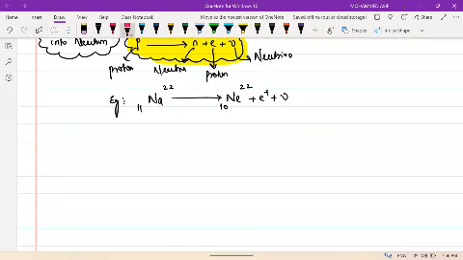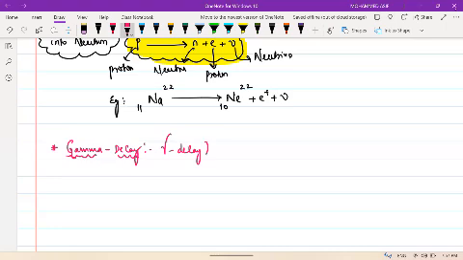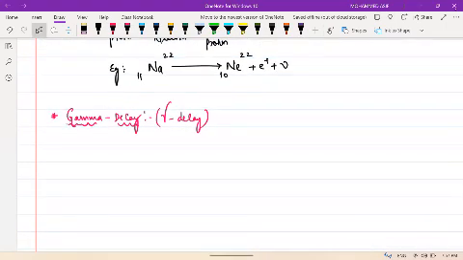The next one is your gamma decay. This is your symbol. See, in gamma decay, the nucleus from an excited state comes to the ground state. That is the only thing you need to remember. So, excited state nucleus will come to your ground state.